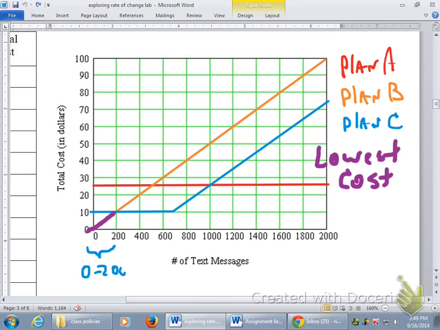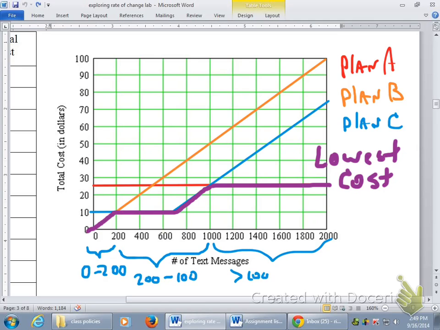From 0 to 200, you follow this first plan, this is Plan B. From 200 to 1,000, that should say 1,000, not 100. From 200 to 1,000, you follow Plan C, and then after 1,000, you switch and you follow Plan A. And that would be the advice we would give.